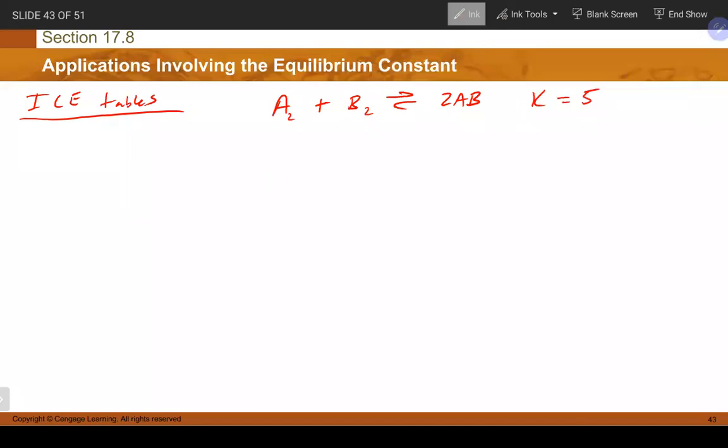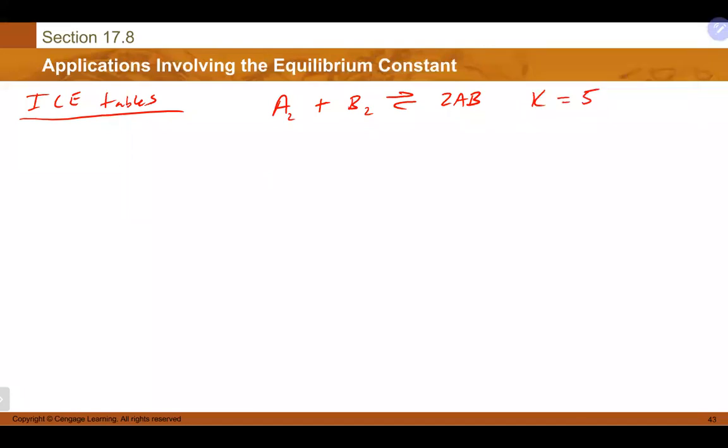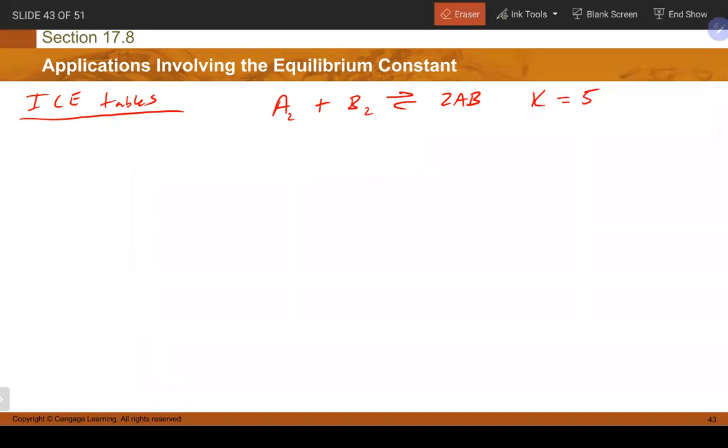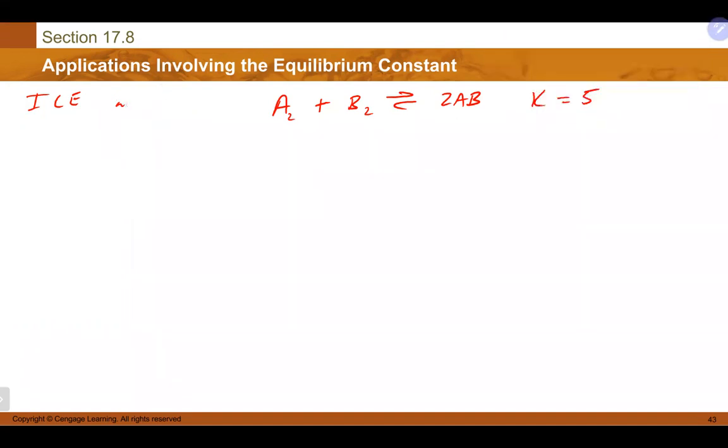I'm just going to erase and work towards the top of the screen so you can maybe see it. So we're going to do an ice table here. We could write our equilibrium expression as well. So if we wrote our K expression for this reaction, it would be K is equal to AB, squared because of the coefficient, divided by A2 and B2. And in this case, this will equal 5.